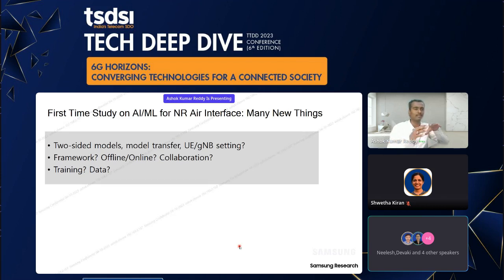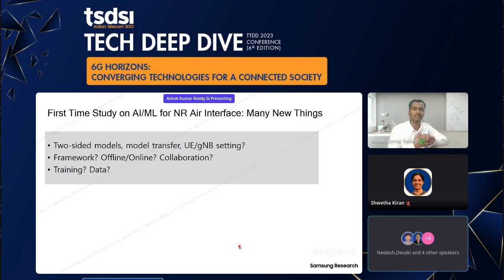And what about which UE and gNodeB settings are to be tweaked? Should we go with a two-sided model? If you go with a two-sided model, there are some intellectual property leakage kinds of problems there. What is the framework for exchanging? Should we do online or offline methods? And how do we collaborate? Who trains what kind of machine? How do we co-train some of these models?